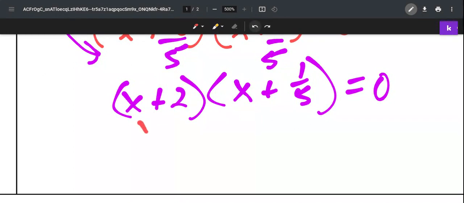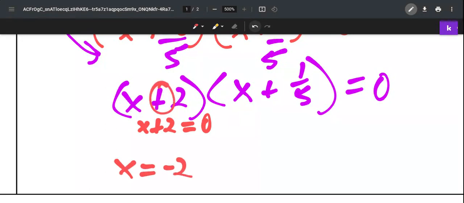So in this case, if I took x plus 2 equal to 0, my answer is going to be x equals negative 2. So the sign flips. Same thing for this. If I wanted to figure out what x is equal to, I can just flip this sign. So x is equal to negative 1 over 5.